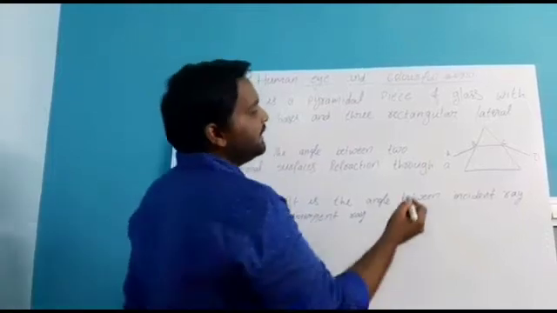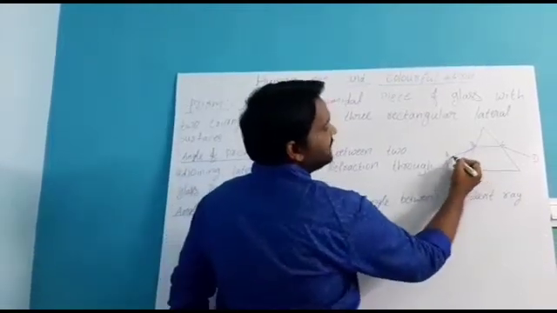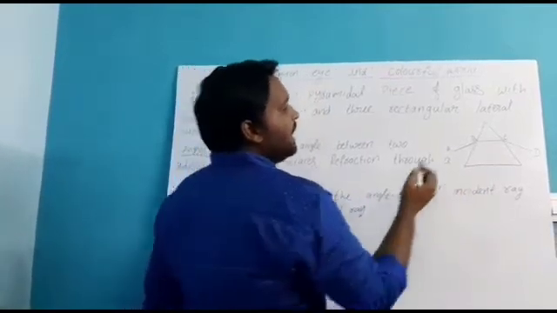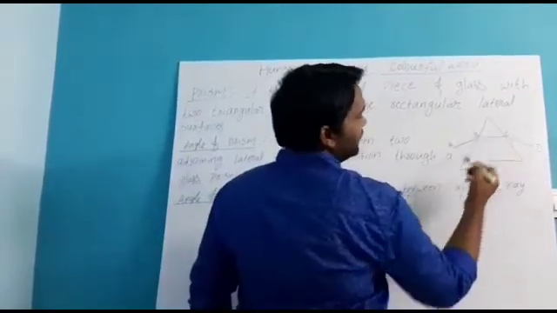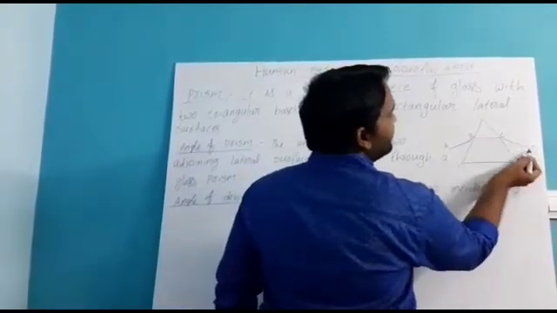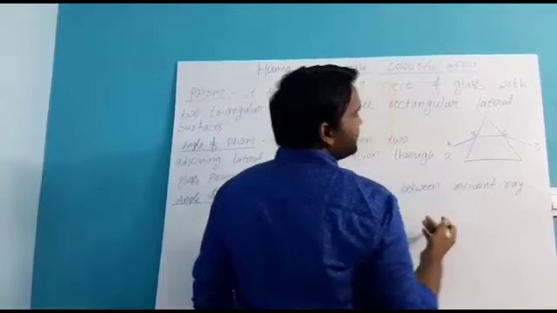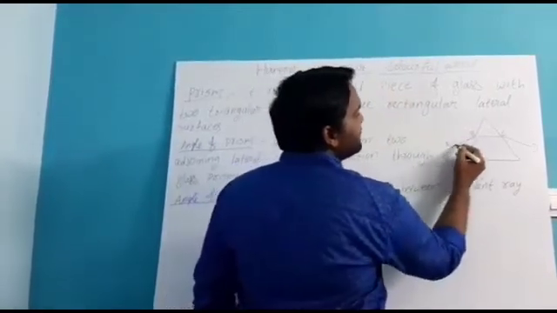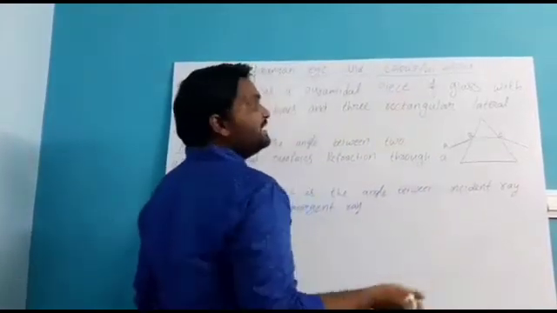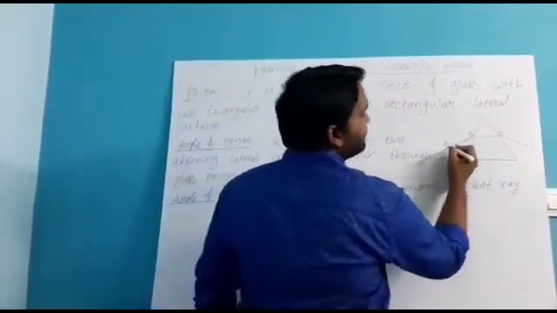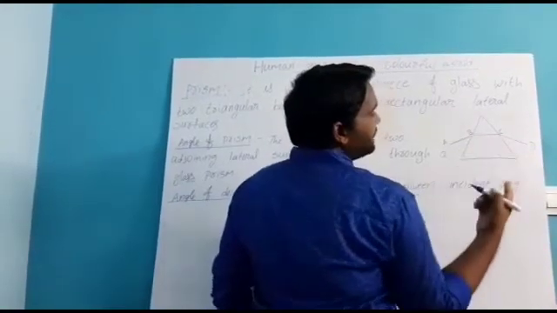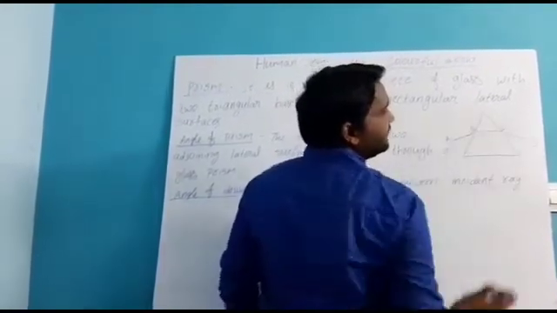Here I want to say that AB is called the incident ray, BC is called the refracted ray and CD is called the emergent ray. That means what is going inside is the incident ray, and what is coming out is called the emergent ray. When the light passed through the prism, it deviated in the downward direction.